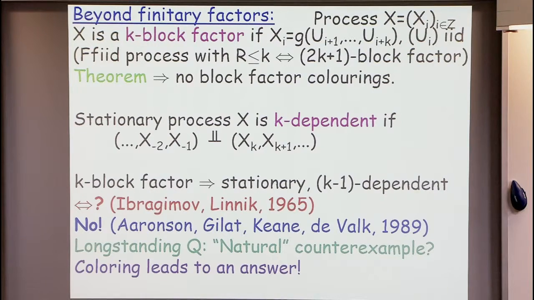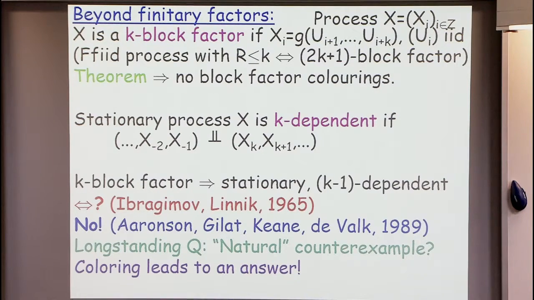So finally, in 30 seconds, there's another very, very interesting direction you can go. If you have an FFIID process where the coding radius is bounded, then that's something much simpler. That's a block factor. That says you have IID random variables, and think about one dimension for now, and you just have a fixed length of block, and the color at the origin just depends on this block of k things. Okay, that's a block factor.